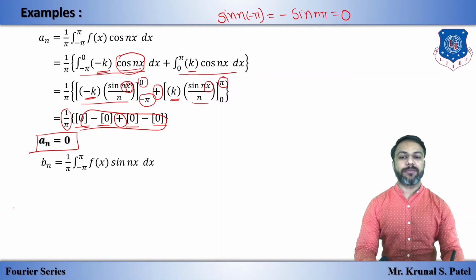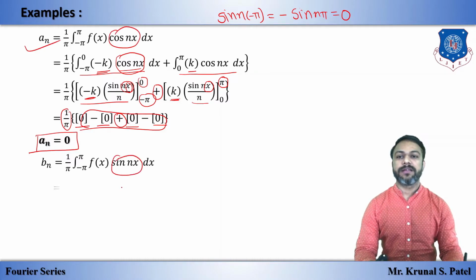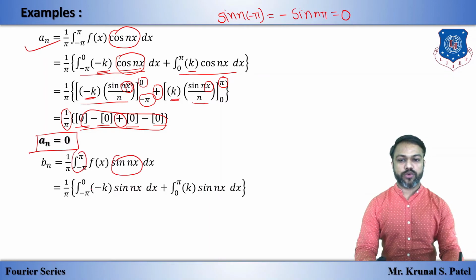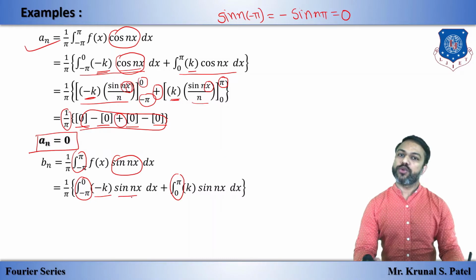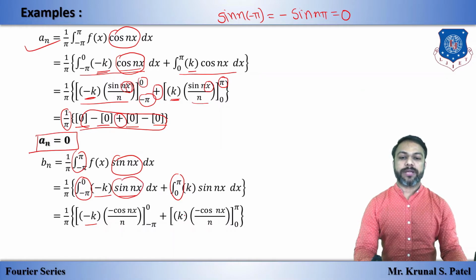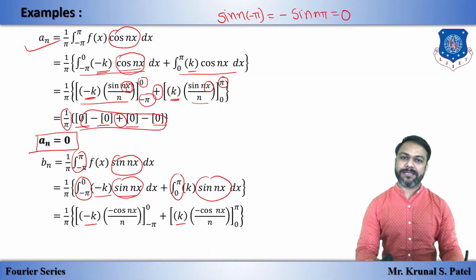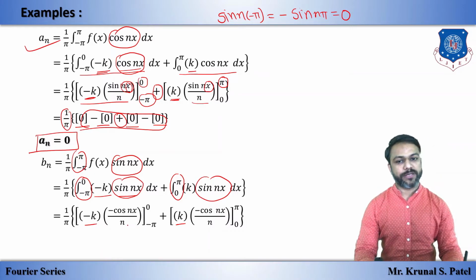Okay, so let's start with bn, same as an, but instead of cos nx, here we have sin nx. We split this limit into two parts, minus pi to 0 and 0 to pi, and we use this uv formula. So minus k as it is, and integration of sin nx is minus cos nx by n. In the second, k as it is, and integration of sin is minus cos nx by n, and we know differentiation of k is 0. So all the rest of the terms are 0.